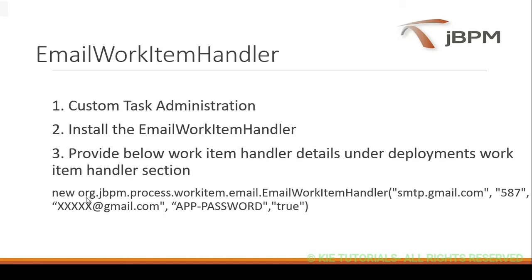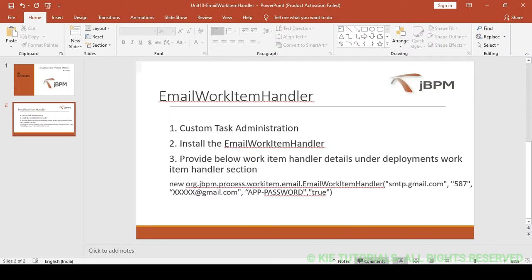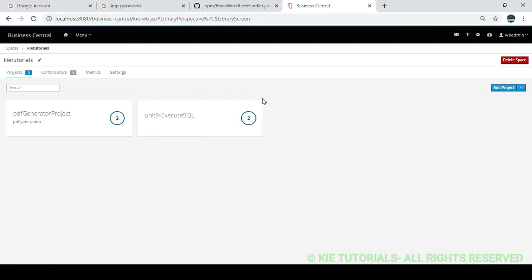There is a parameterized constructor for the email work item handler. First one is the host, second one is the port, third one is your email ID, and fourth one is your password. If it's an email ID without any security verification, you can give your password. In my scenario, two-step verification is there. That is why I have generated an app password. I am giving that password, and the last one is whether TLS is true or not. So let's jump into the example.